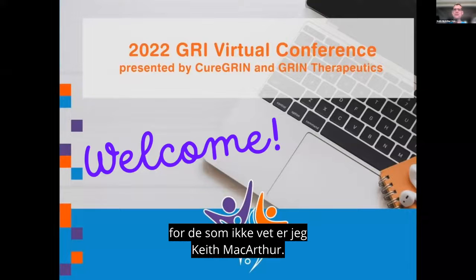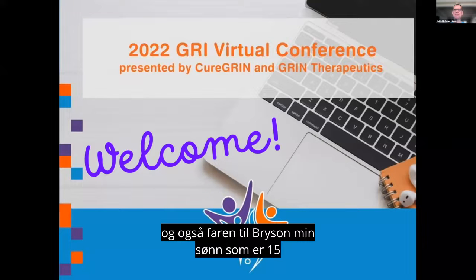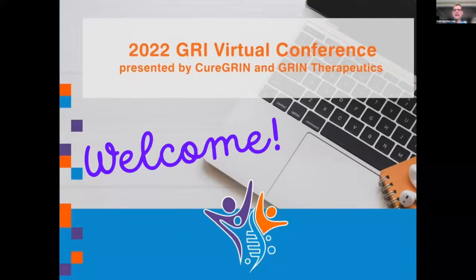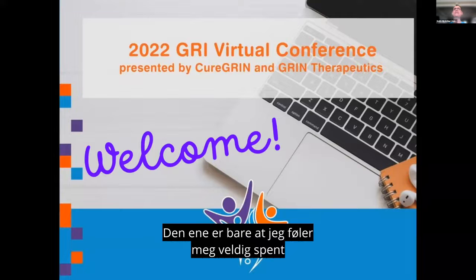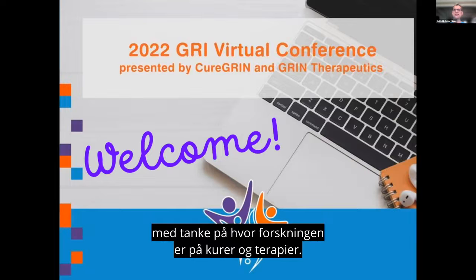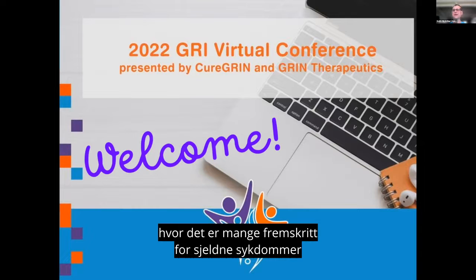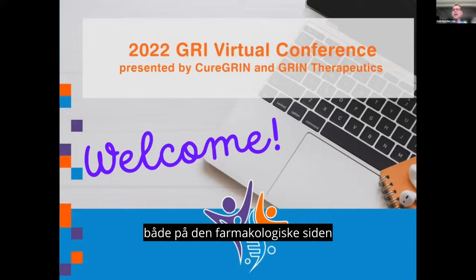I should introduce myself for those who don't know. I'm Keith McArthur. I'm the CEO of CureGRIN Foundation and also the father to Bryson, my son who is 15 and has a GRIN1 variant. And the reason why I'm excited to be here today, two different reasons. One is just that I feel really excited about the state that we're at in terms of where research is into cures and therapies. I feel like we're in a unique position where there's a lot of advances for rare diseases, both on the pharmacological side, but also on the genetic therapy side. And we're going to hear lots about that through the 2 days of the conference.